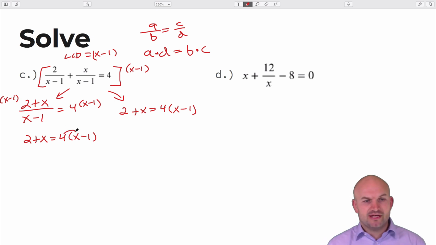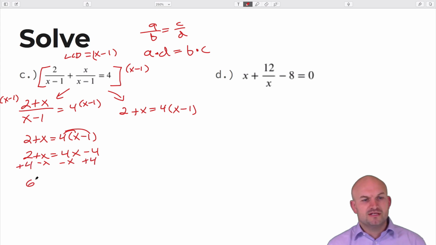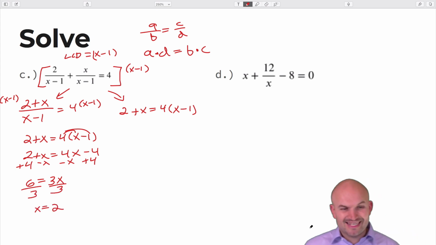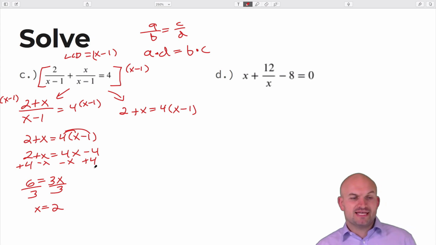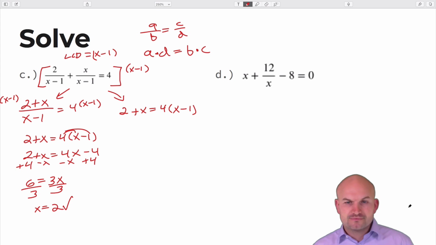So now let's go ahead and distribute here. So I'll just solve this one, 4x minus 4. And then let's get the x's to the same side and the numbers to the same side. So the 6 equals 3x, divide by 3, and we get x is equal to 2. Plug that back in, and we can see that that is not extraneous, so we're all good.